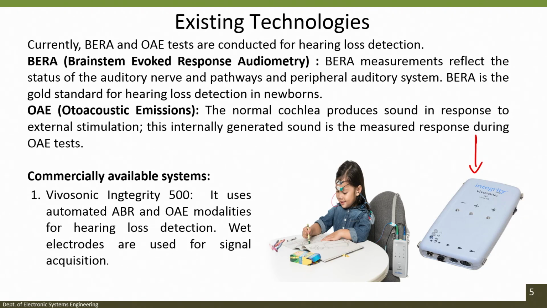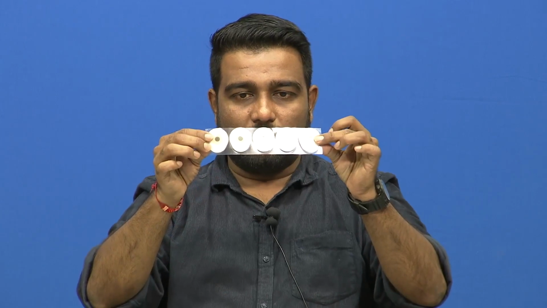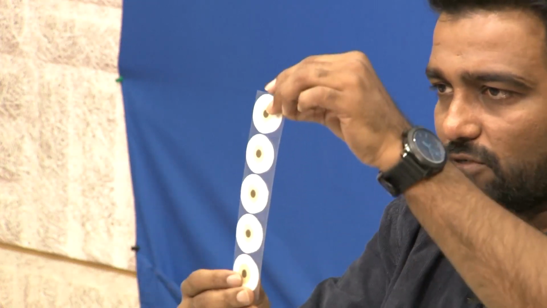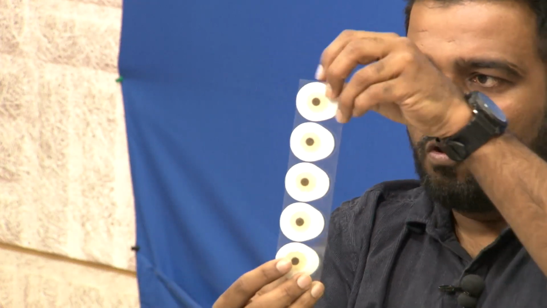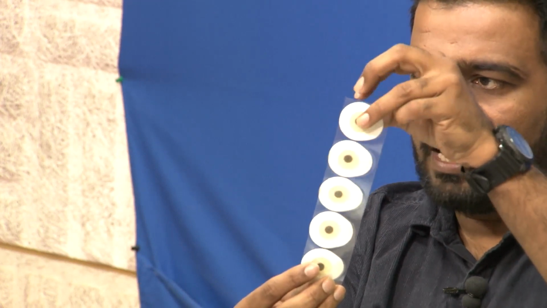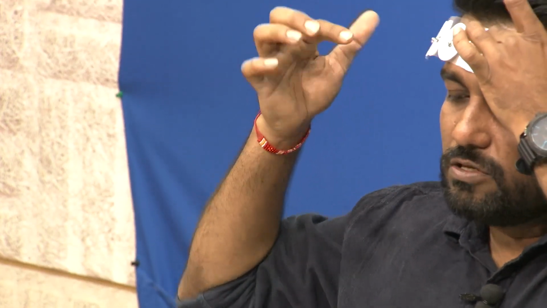If you see here in my hand, these are the wet electrodes that I am holding. These are the buttons on them. You can see this particular part is where you have to put a gel, and then you have to attach these electrodes on the head. All right. So, these are the wet electrodes.